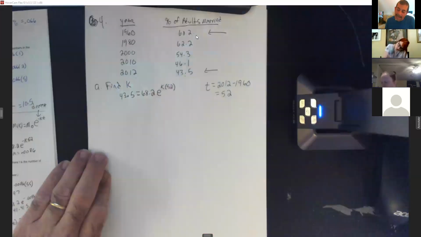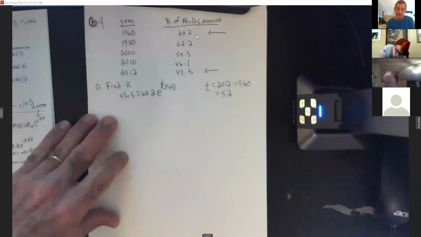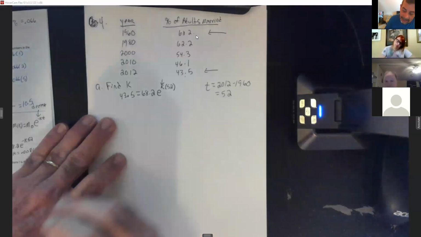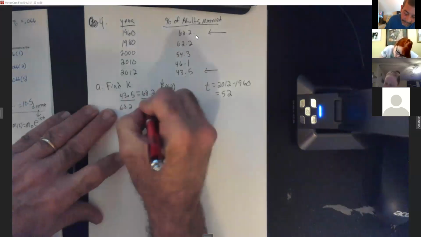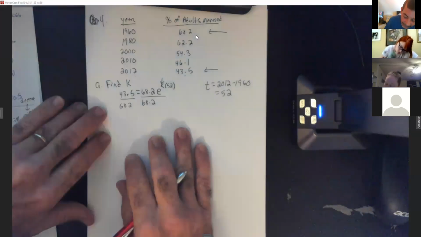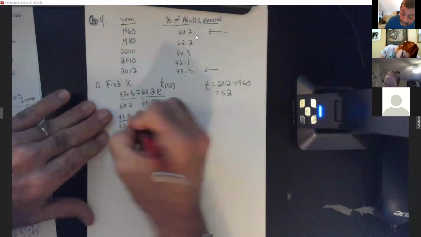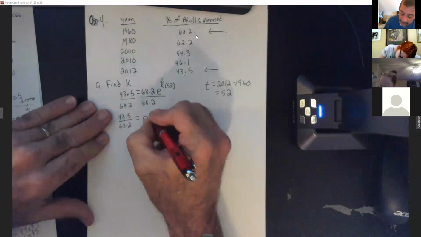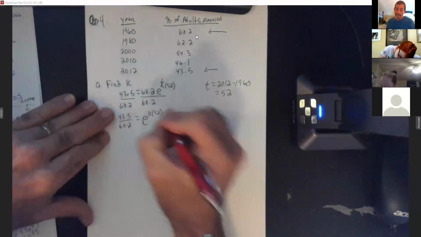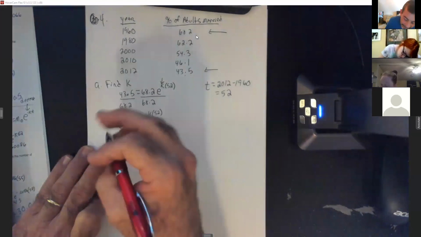So what we got to do is solve for the K on this formula. So remember, the first thing I'm going to do is divide both sides by the 68.2. But remember, I'm not going to divide that left side yet, okay? I'm going to leave that 43.5 over 68.2. That's going to equal e to the K times 52. Now I'm going to take ln's of both sides.